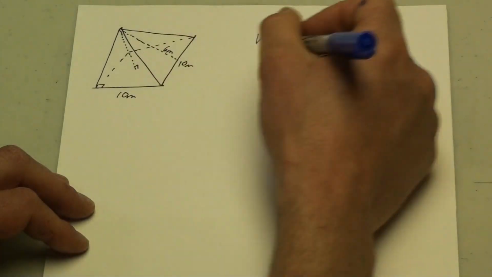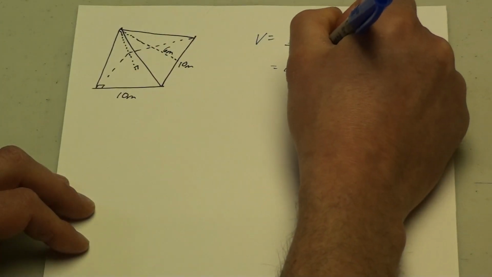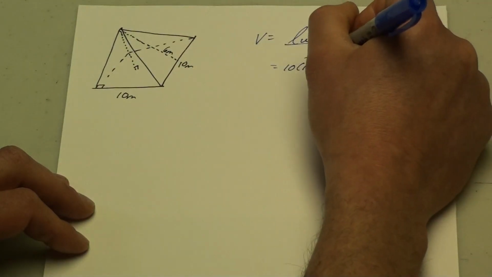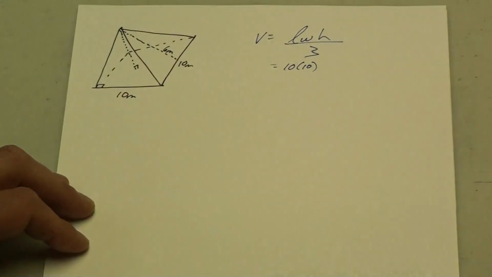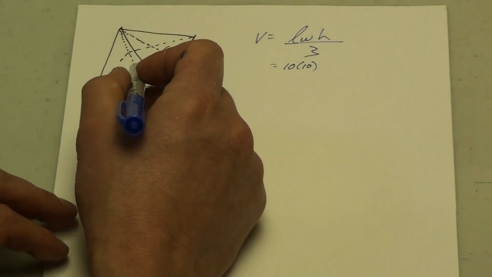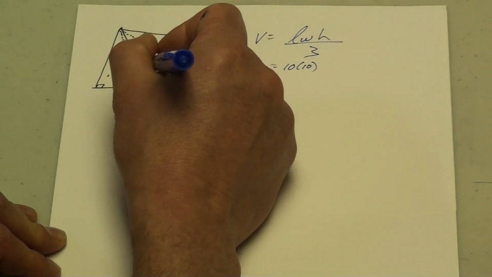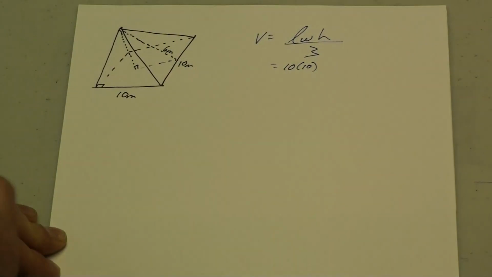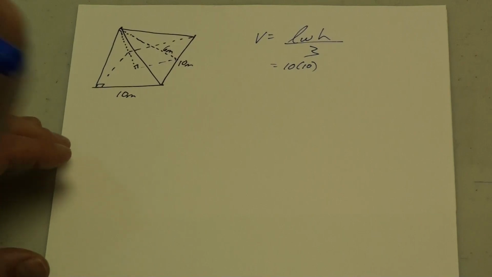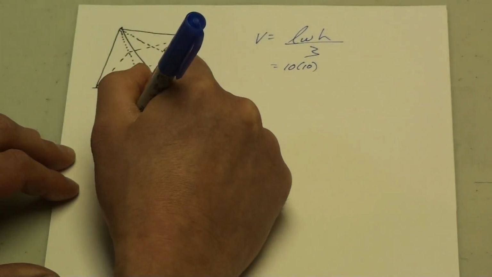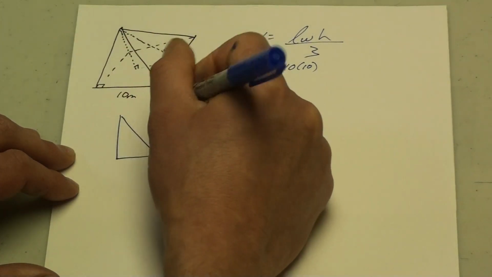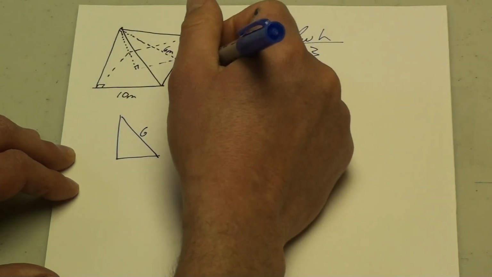So length times width, in this case, is both 10, so 10 times 10. And then my height of it, I'm actually not given my height. I need to go and figure that out. Now to figure that out, for this case, if you look, I have a right angle triangle inside this pyramid. And I want to figure out the height of it. So I'm going to redraw this triangle, just to make it look a little bit easier. I have 6 going up on the diagonal.